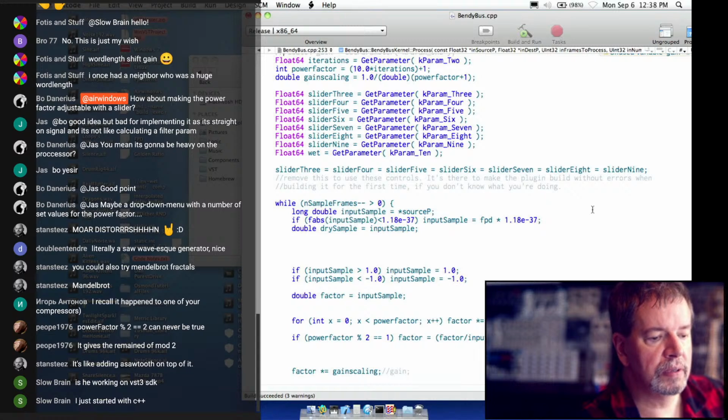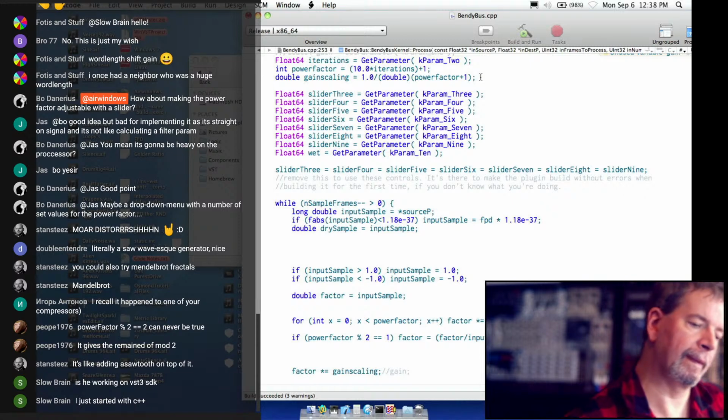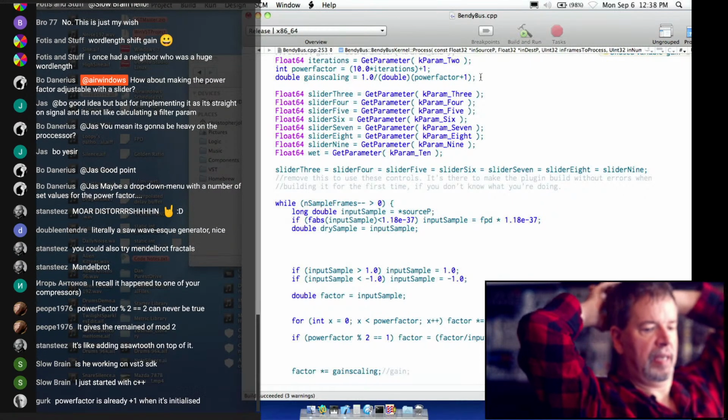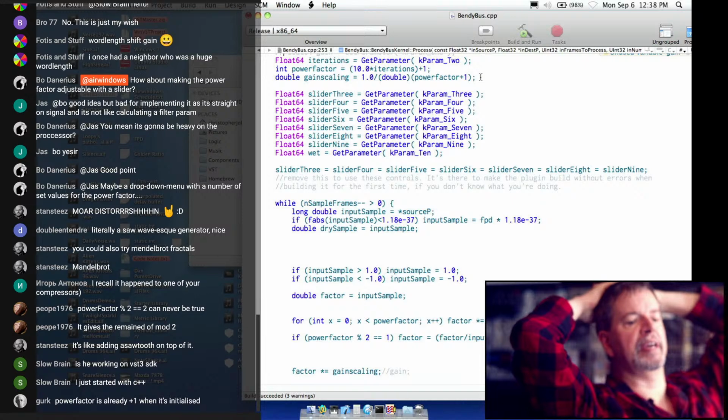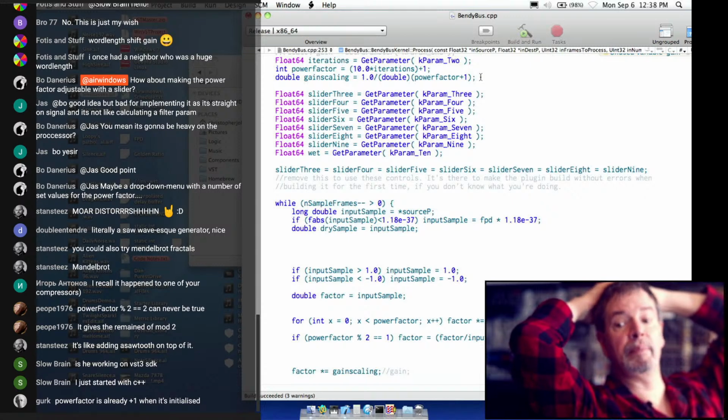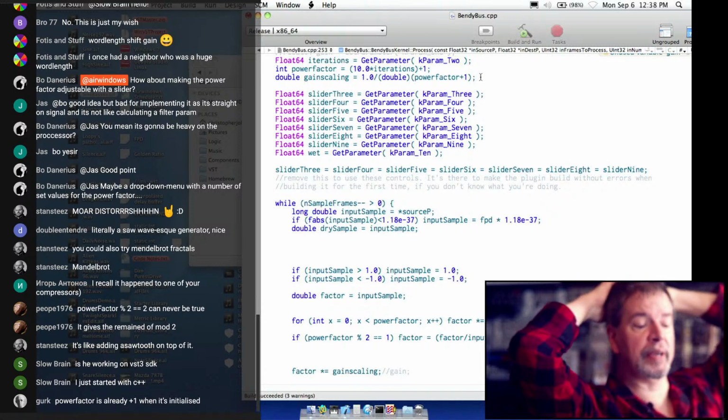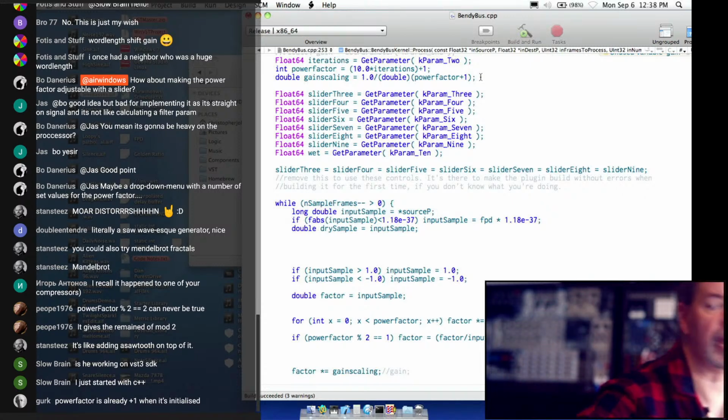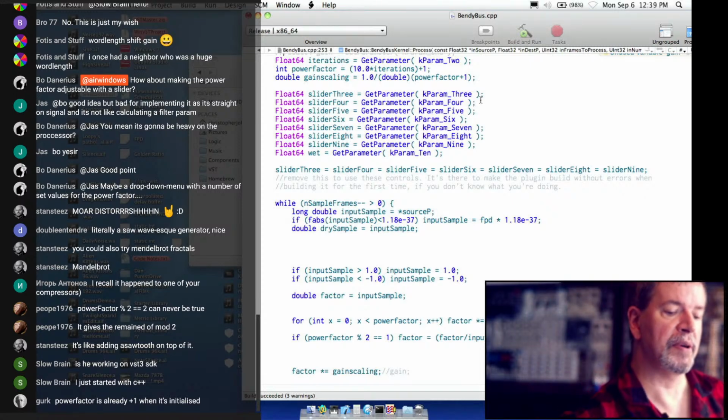Now, gain scaling 1.0 divided by power factor plus 1. So that's going to be, factor is being scaled by that. Yeah, but I needed to do it again. Remember how I was trying to get that flat top for the waveform? But this has just told us something interesting.